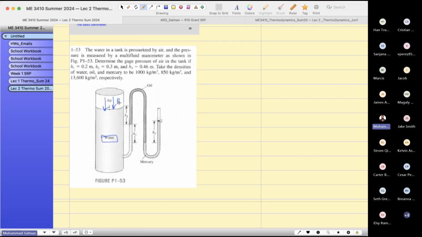So pressure over here, it is P1. And determine the gauge pressure. So you have to find out the gauge pressure. This is atmospheric pressure. So if I talk about the gauge pressure, which is the pressure difference, you have to subtract the atmospheric pressure from the pressure inside the tank.